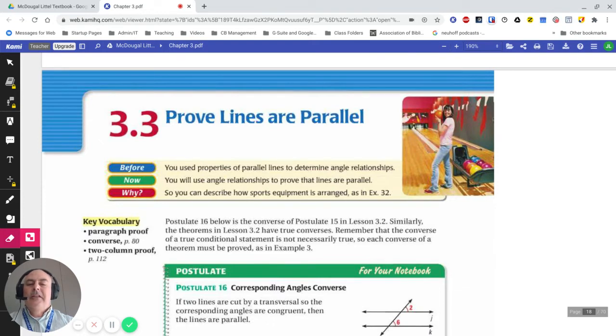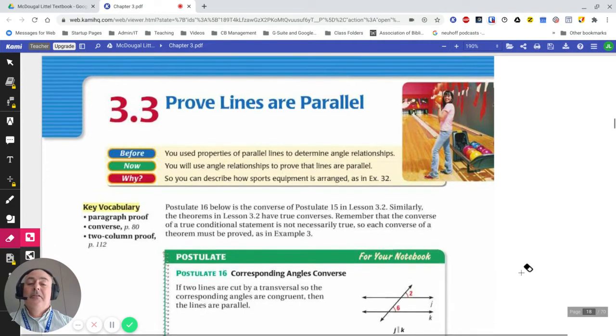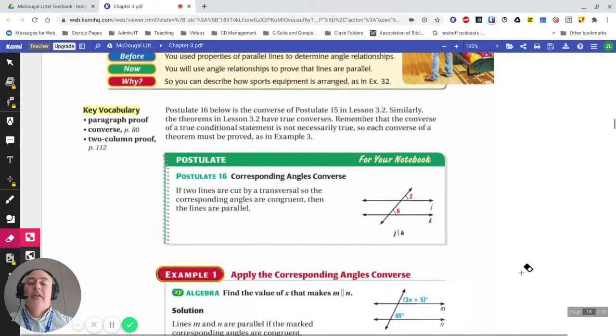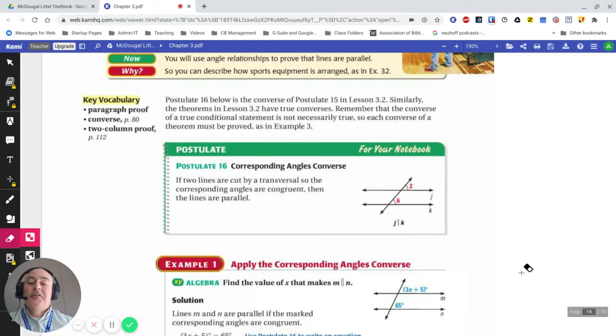In lesson 3.2, we looked at the relationship between angles when we knew that lines were parallel, two parallel lines and a transversal. Now what we're going to do is take the situation where we know angle measurements are equal in order to prove that lines are parallel.